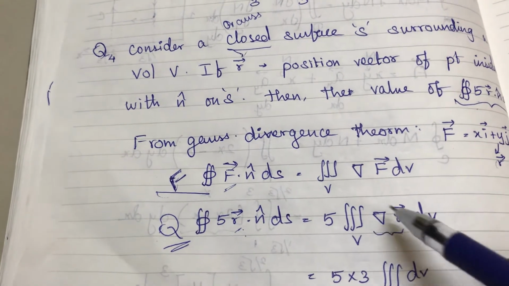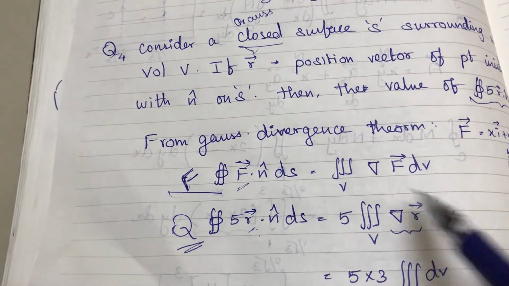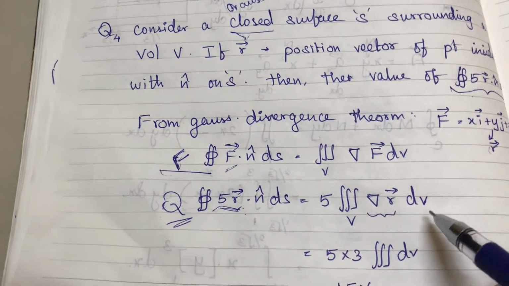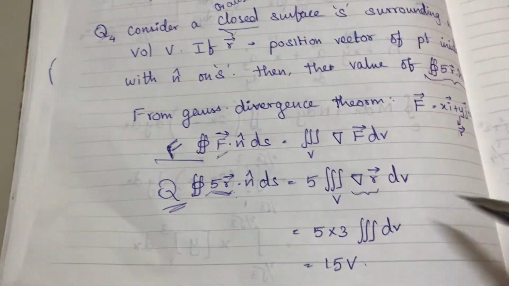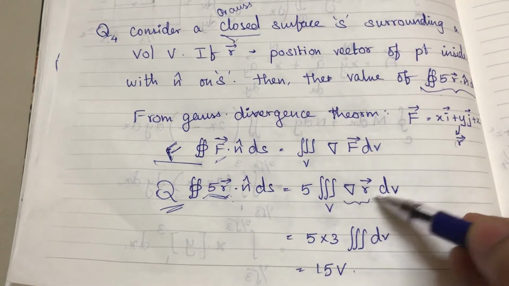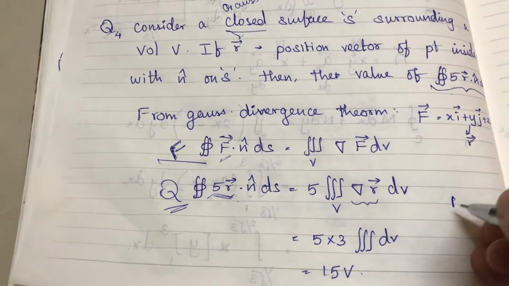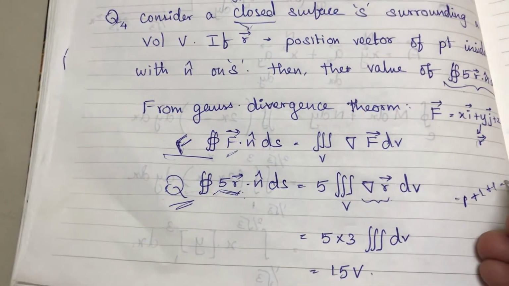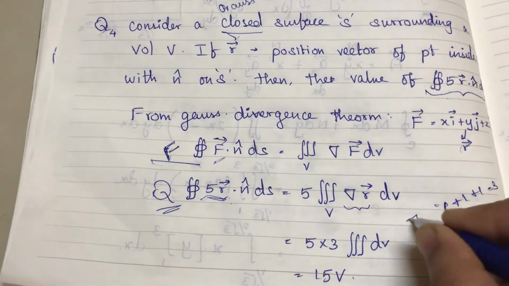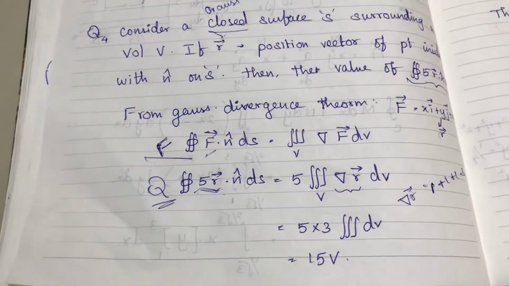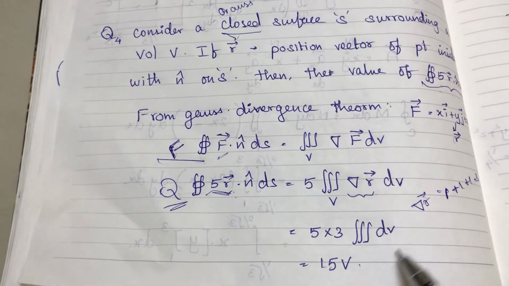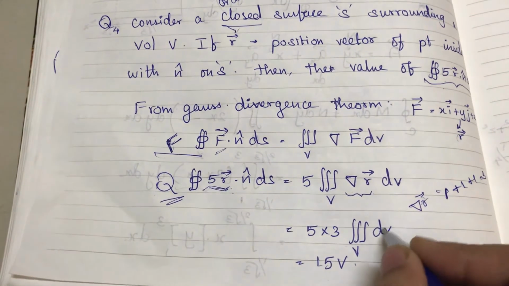So 5 into del r, they are returning this function as f here. Replacing the f. After that, you know del r is what? 1 plus 1 plus 1, which is equal to 3. This is del r, so this will become 3. I'm just taking this 3 as outside. 5 3s are 15. The integration of this dv is v, right?